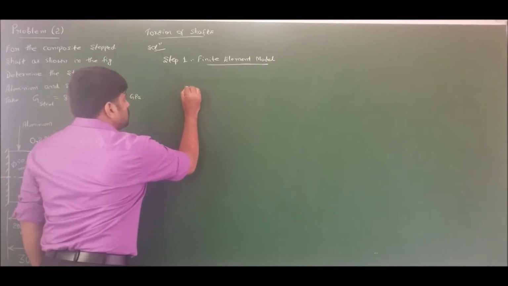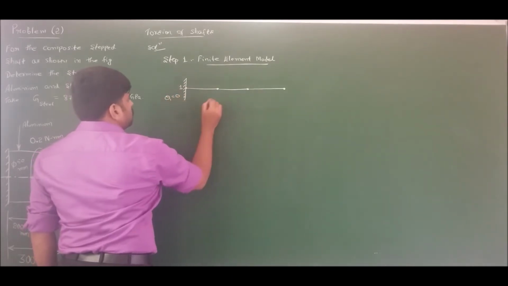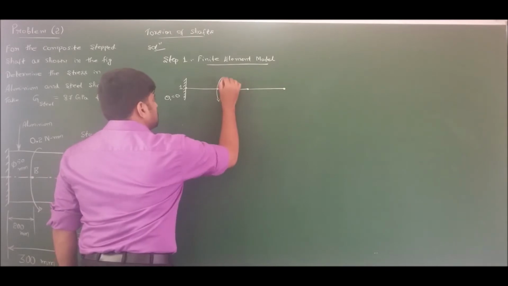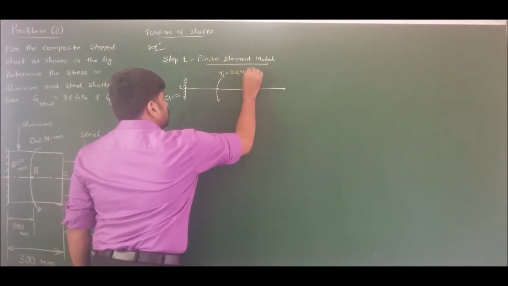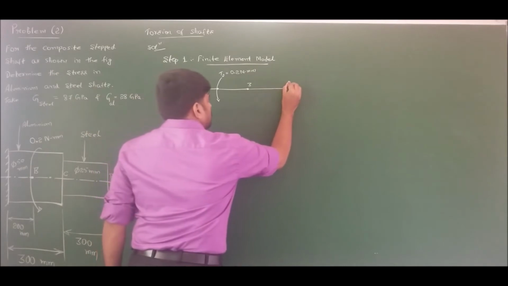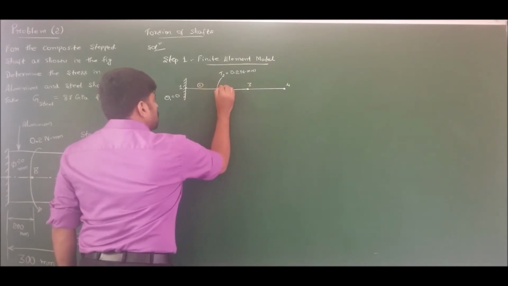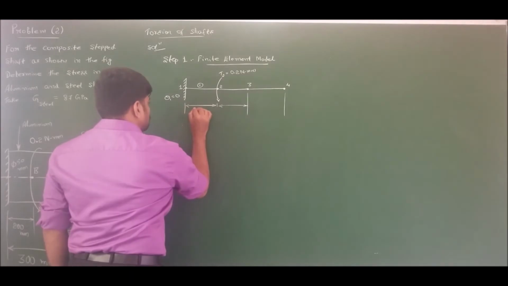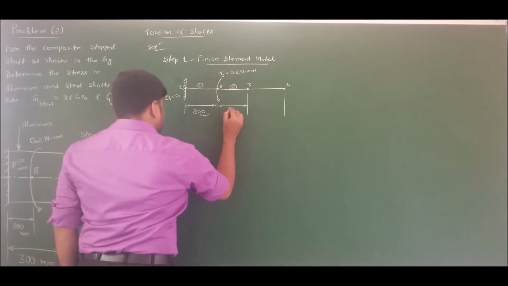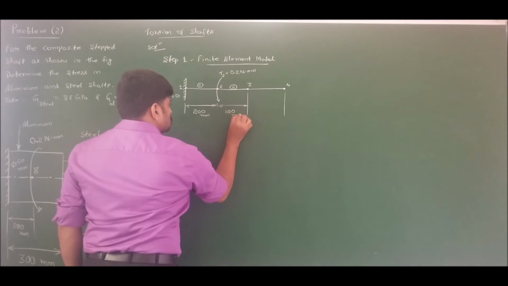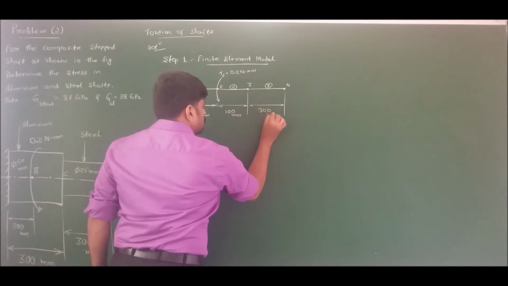I can model this problem with 4 nodes. Node number 1 is fixed, therefore theta 1 will be equal to 0. At node number 2, we have an externally applied torque P2, which is equal to 0.2 newton millimeter. At node 3, we don't have any externally applied torque, and also at node 4, we don't have any externally applied torque. The length of element 1 between node number 1 and node number 2 is given to us, which is 200 millimeters. The length of element 2 is 100 millimeters. And the length of element 3 is also known, it is 300 millimeters.